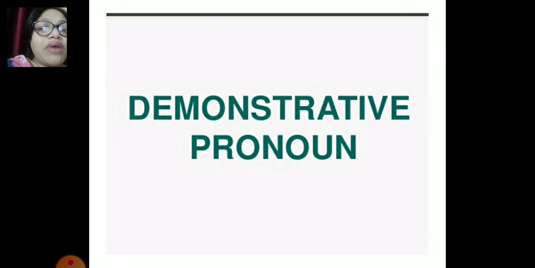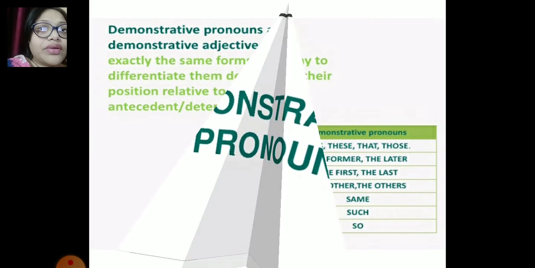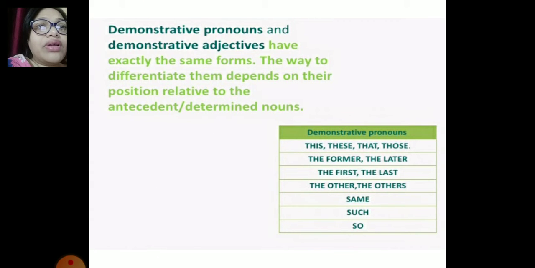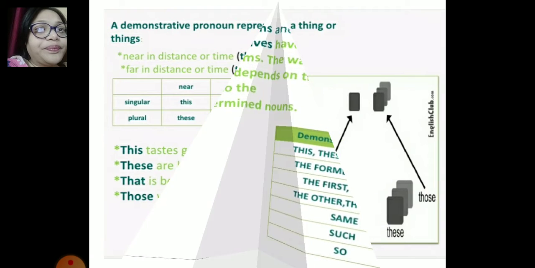Today we are going to learn about demonstrative pronouns. So what are demonstrative pronouns? Demonstrative pronouns and adjectives have the same form. The way to differentiate them depends on the position relative to antecedent and determinant nouns. So demonstrative pronouns are the same as demonstrative adjectives. These words are known as demonstrative pronouns such as this, these, that, those, the former, the latter, the first, the last, the other, the others, same, such and so.